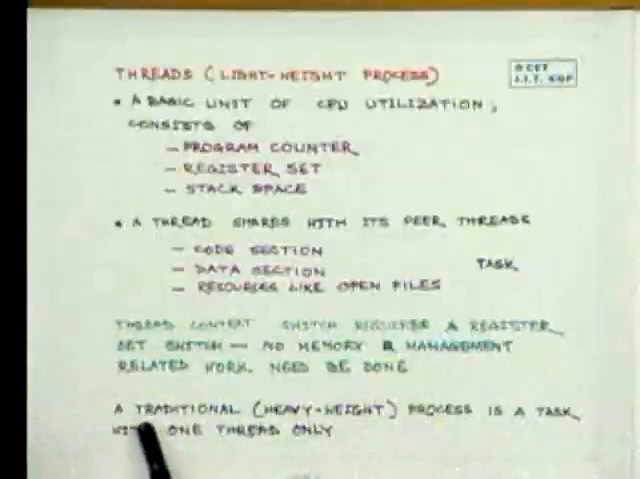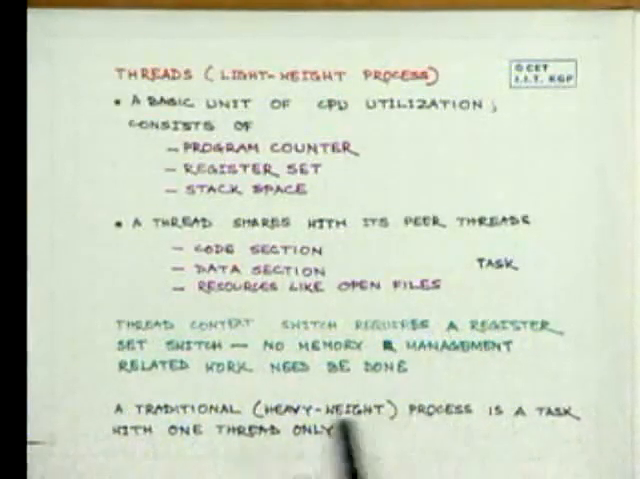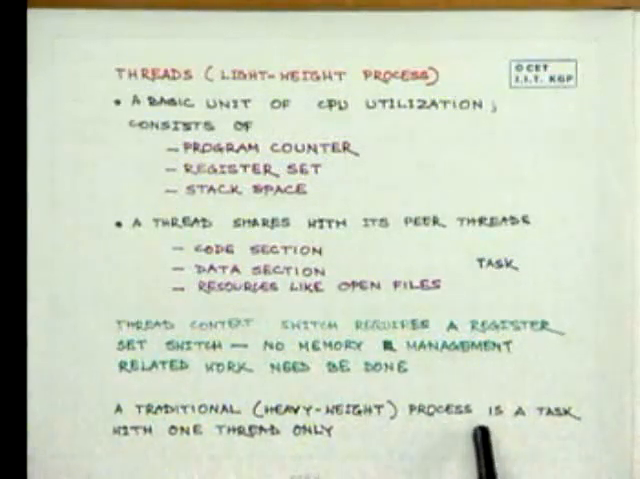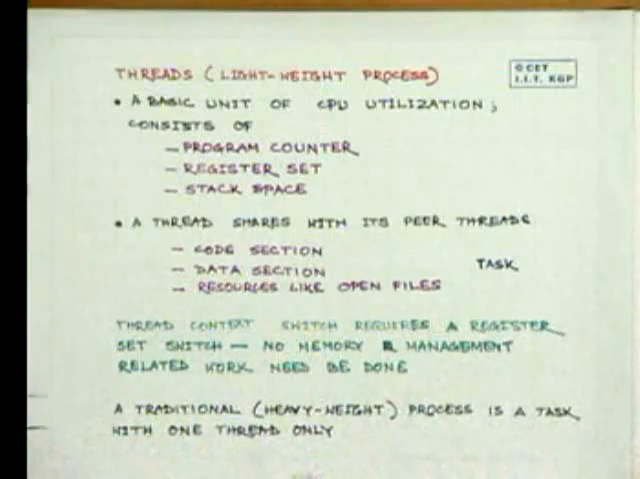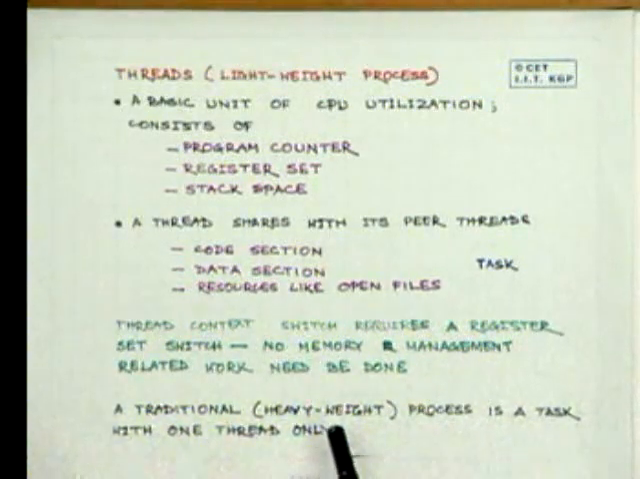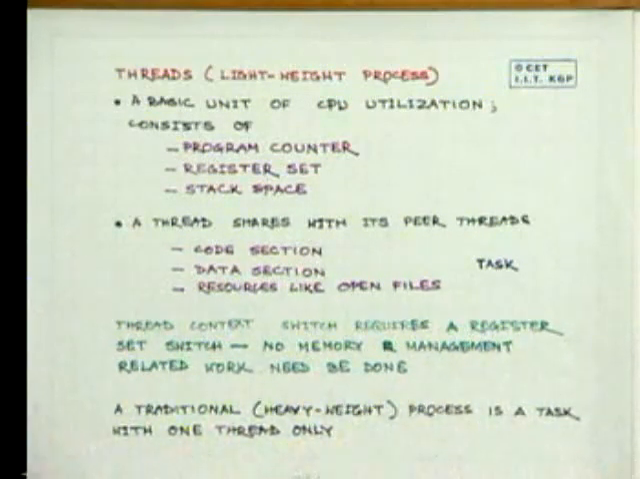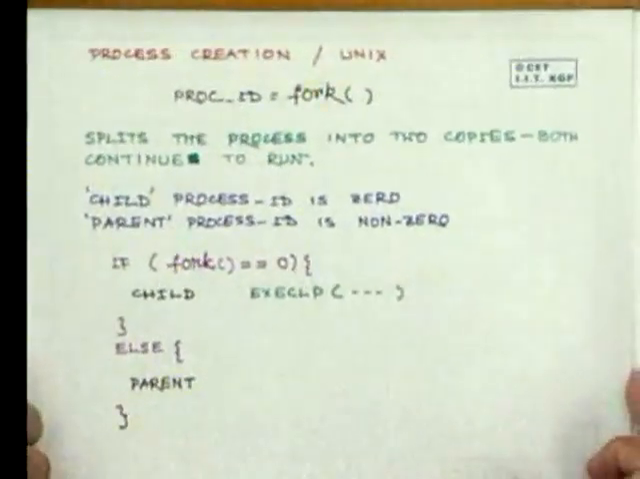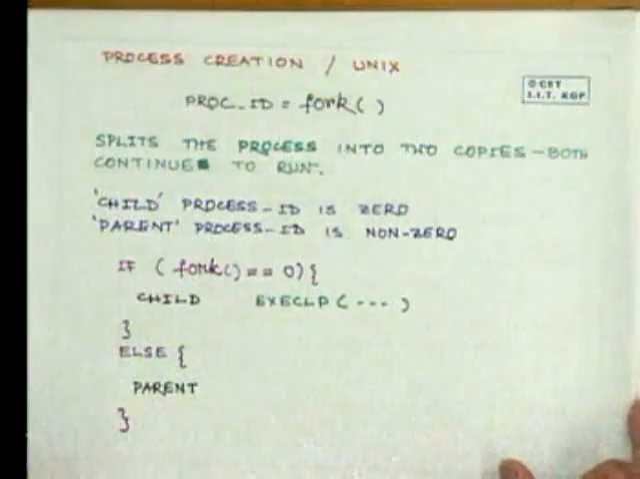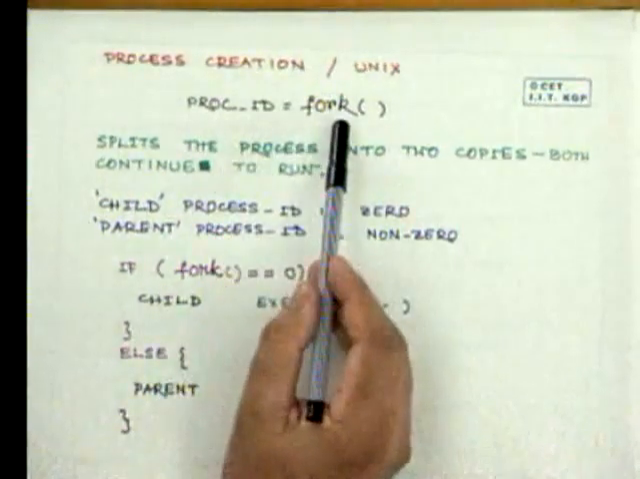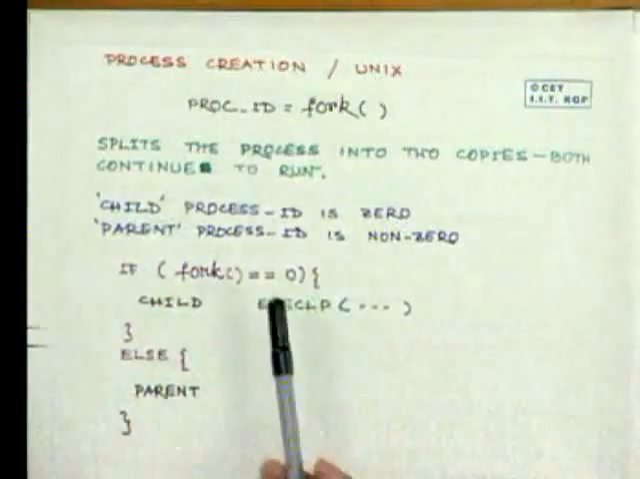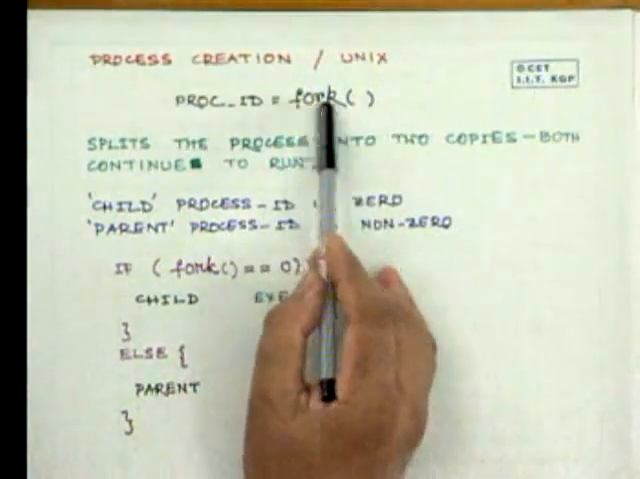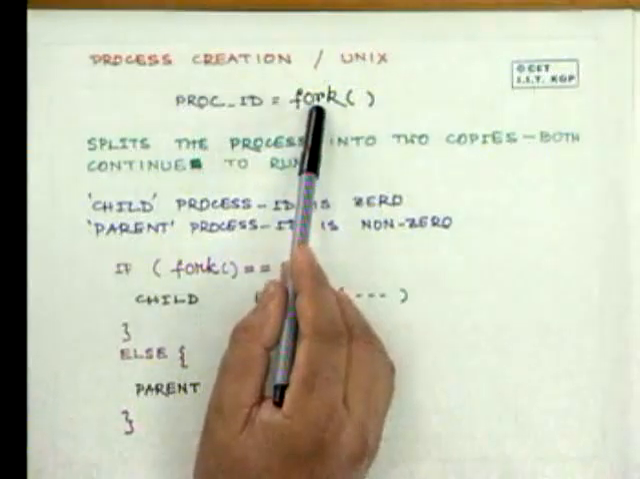Now, if we talk in terms of a traditional process, which we now call a heavyweight process, it is essentially a task with one thread only, whereas in the case of threads, there is a task with multiple threads. A similar situation exists in the Unix operating system. Unix provides us a fork system call. If you use a fork system call, immediately the process splits into two processes.